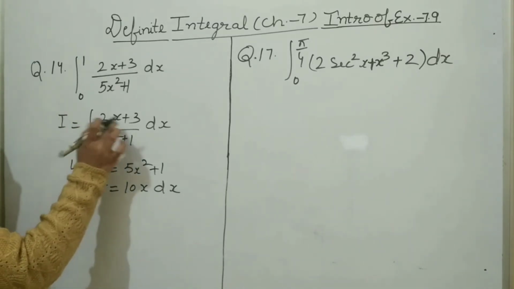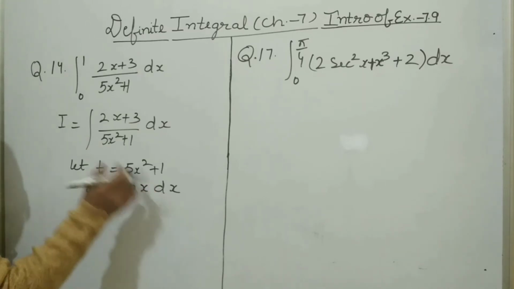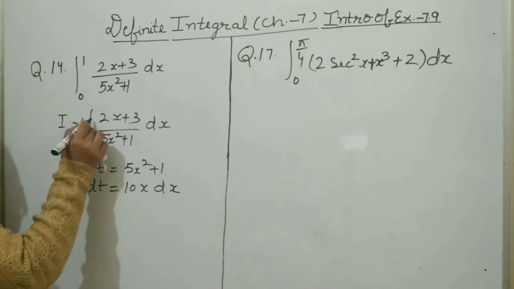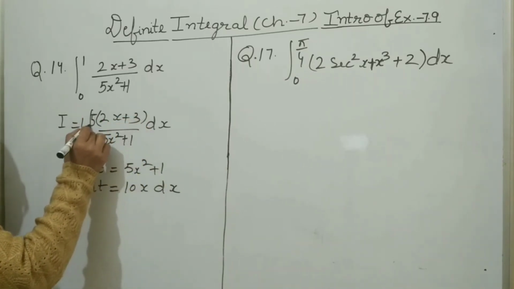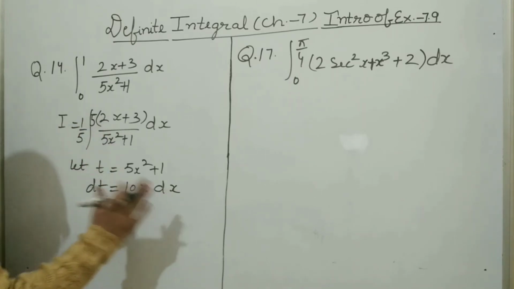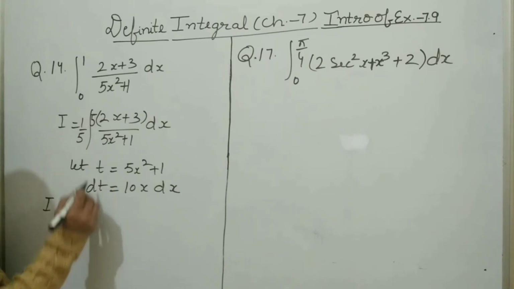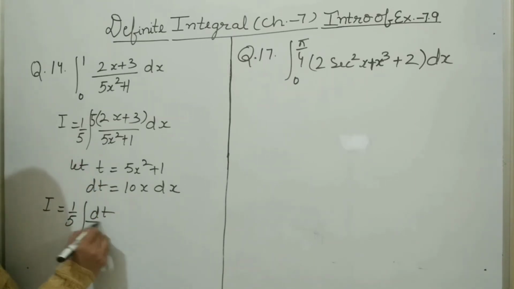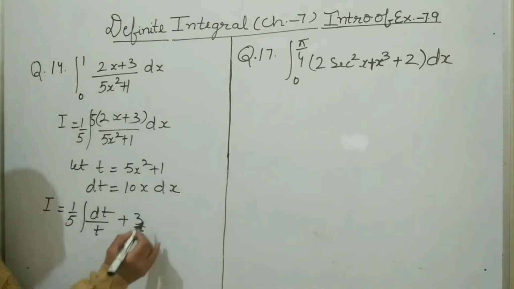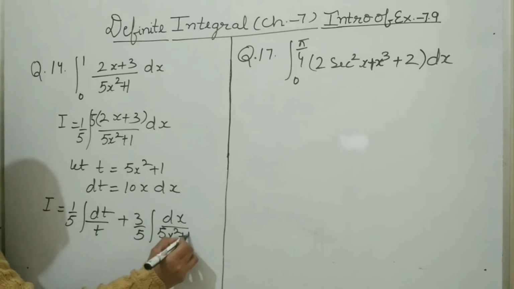So first we make the numerator in the form of this dt. For making this in the form of dt, we multiply it with 5 and divide with 5. The same function, we multiply by 5 and divide by 5, so there is no change in the function, we just do it for solving our question. So your I becomes, by putting these values, dt over t plus 3 by 5, this constant value, we take separate in the addition sign, and left over is dx over 5x square plus 1.